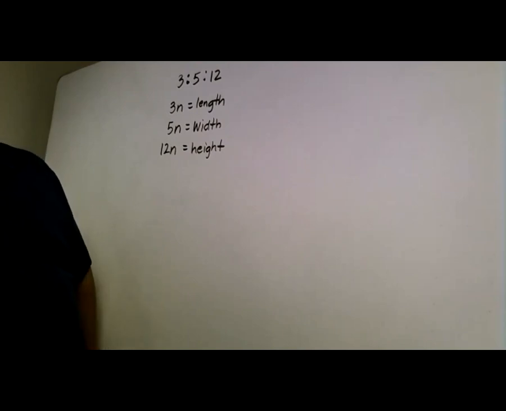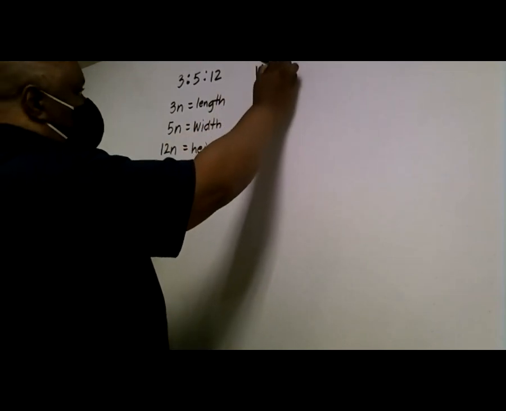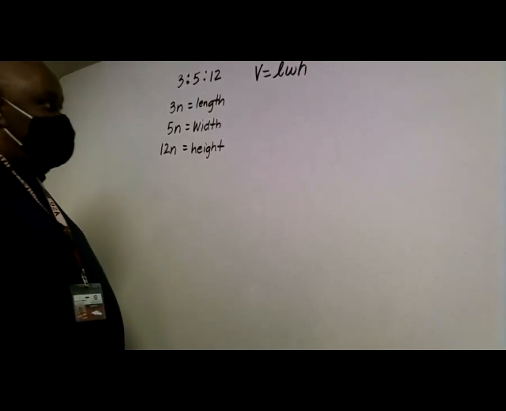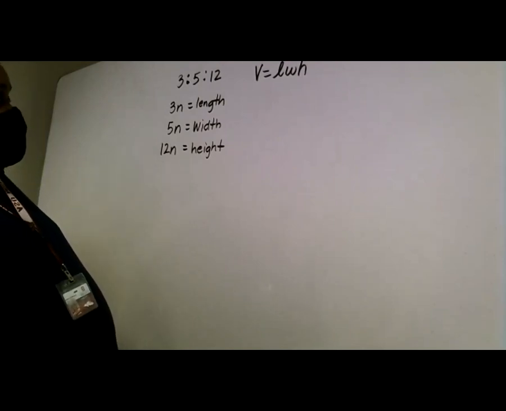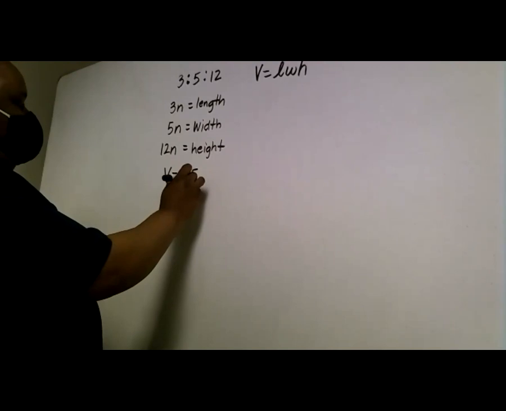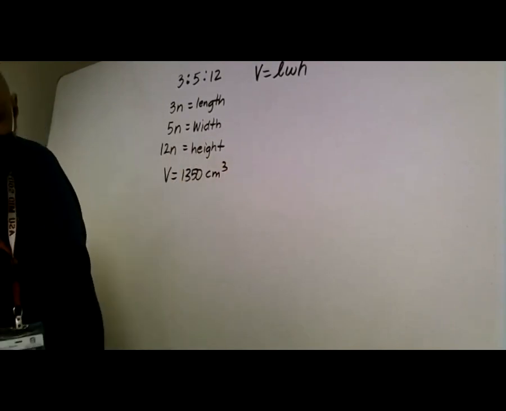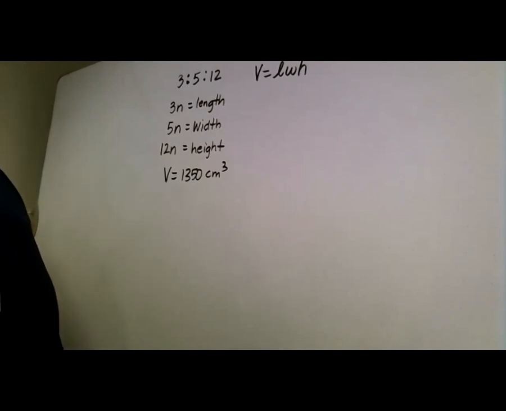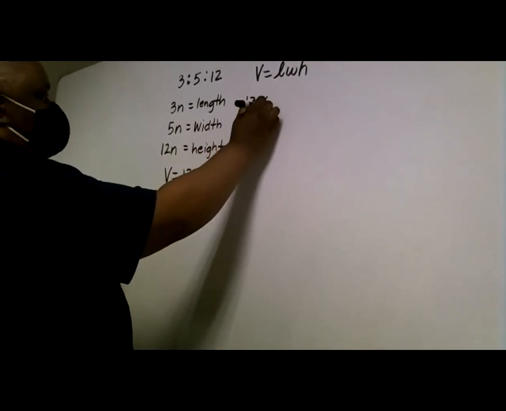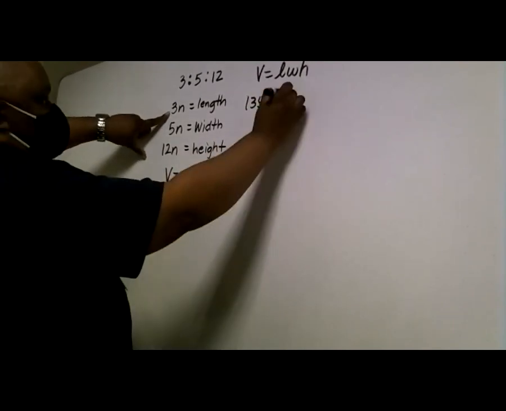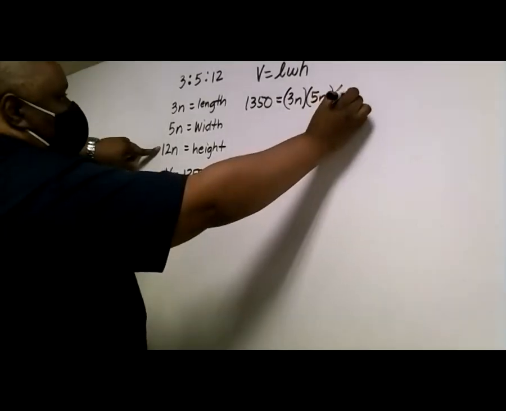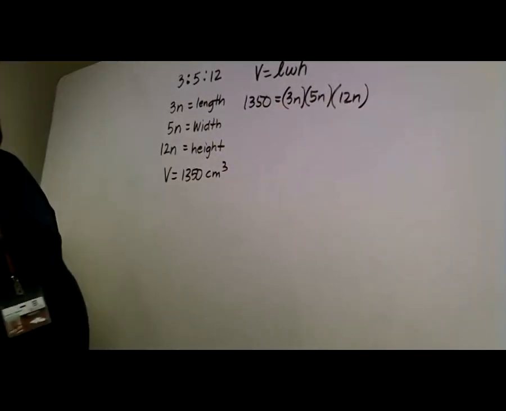And of course, the formula for finding the volume of a rectangular prism is length times the width times the height. And we're dealing with a right rectangular prism. We're told what the volume is. The volume of the prism is 1,350 cubic centimeters. So all we do is substitute into this volume formula. So 1,350 is equal to the length, 3 times n, the width, 5 times n, and the height, 12n. So that's our equation.